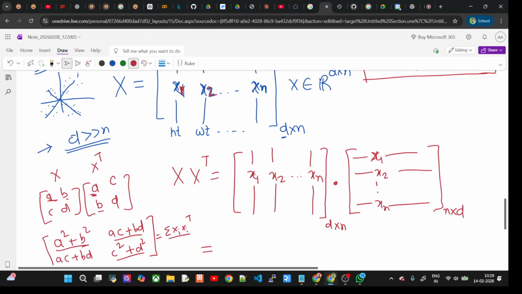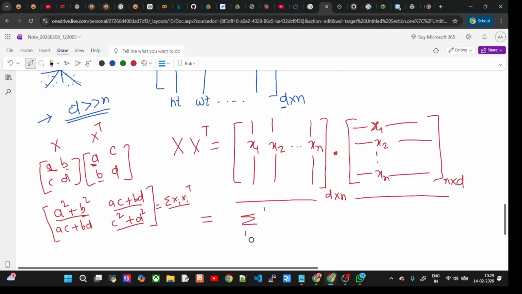So this result, x and this x transpose, is nothing but the summation of i equal to 1 to n of small xi into xi transpose. This is how you will get that. You can maybe take an example and prove it later on, but this is the way. If you do it, then you will get xi into xi transpose.